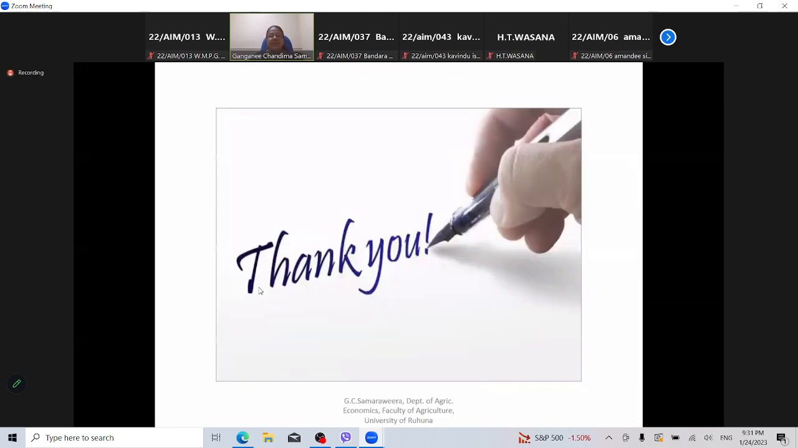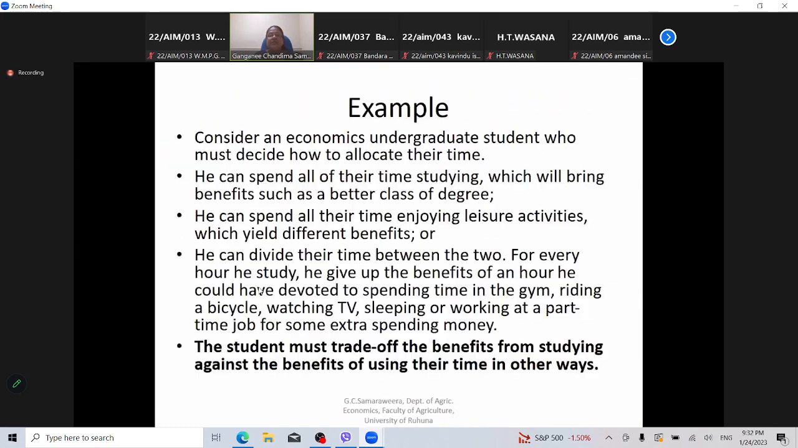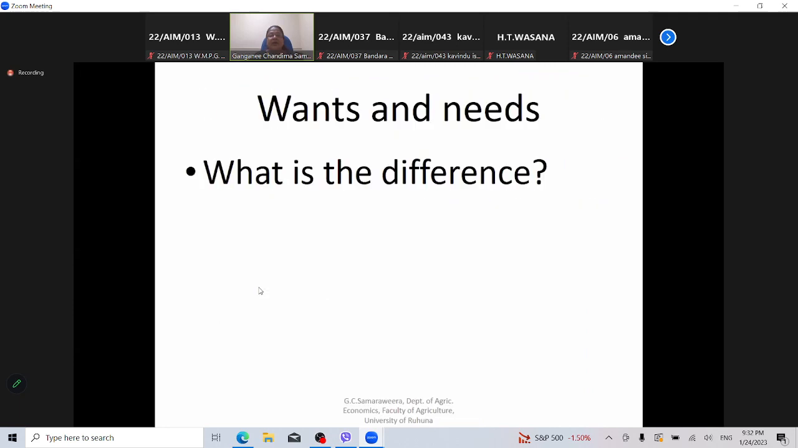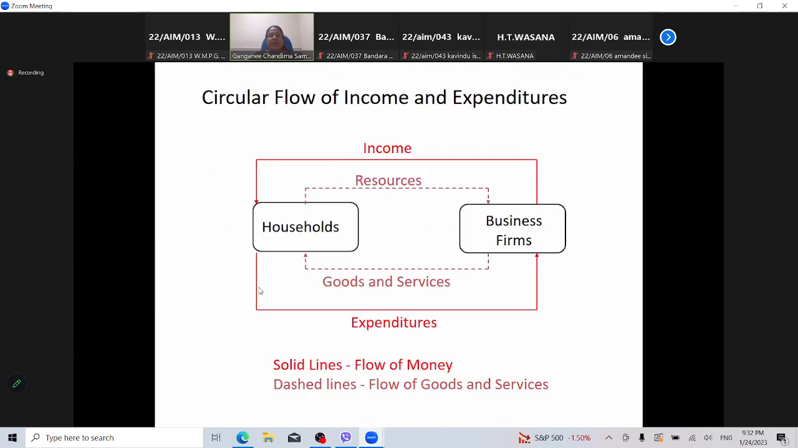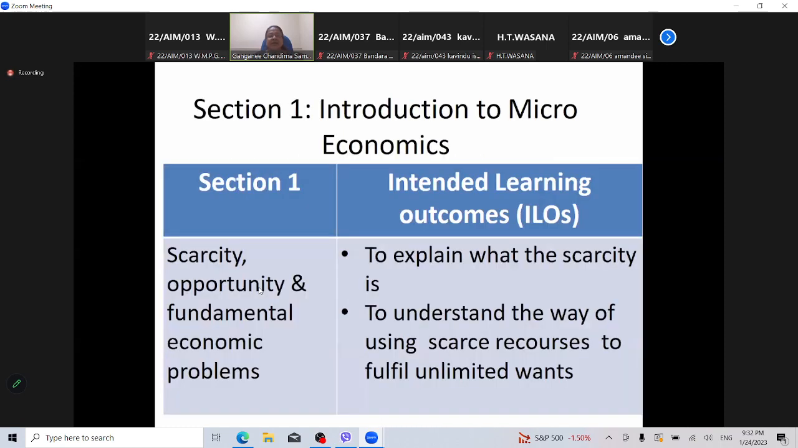So here, these are the main points I need to discuss. Today, we discussed mainly about your microeconomic unit. Here you can see, we discussed scarcity, opportunity cost, and the fundamental economic problem. So what is the main problem we discussed?